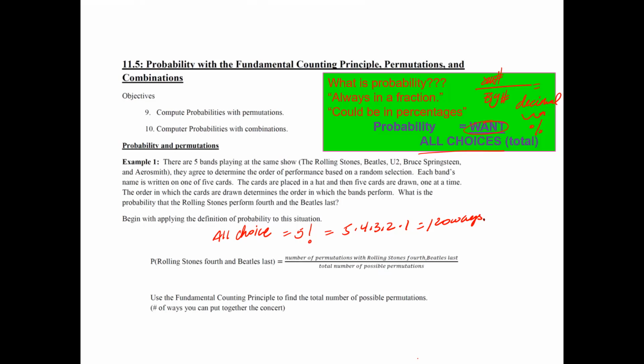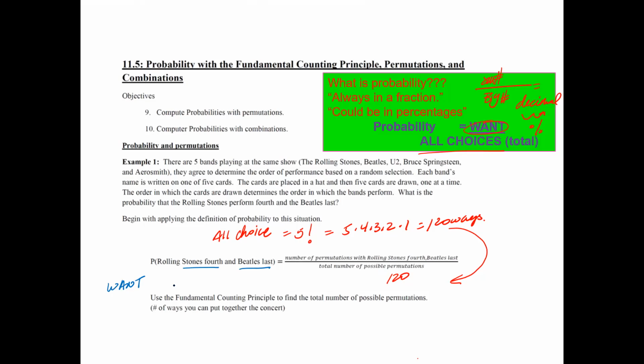Okay, so looking at this, the question is asking me for the probability of the Rolling Stones coming 4th and the Beatles last in the lineup. That means the top, in the numerator, has to be the number of permutations with Rolling Stones 4th and the Beatles last. So the bottom, in the denominator, is the total number of possible permutations, which is 120. So your 120 goes in the bottom. But then I need to figure out what my want is going to be. And my want is to have Rolling Stones 4th, Beatles last.